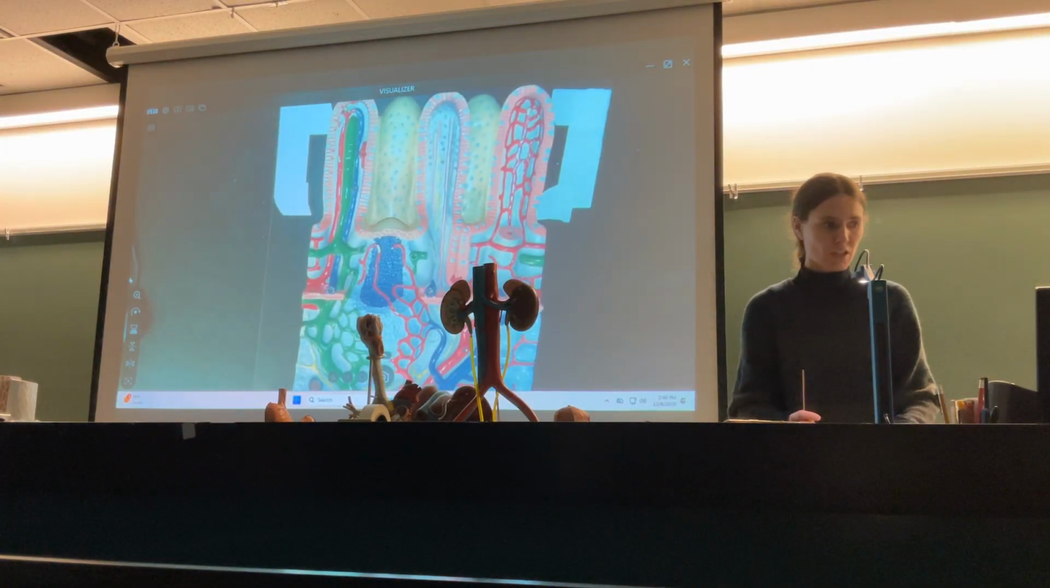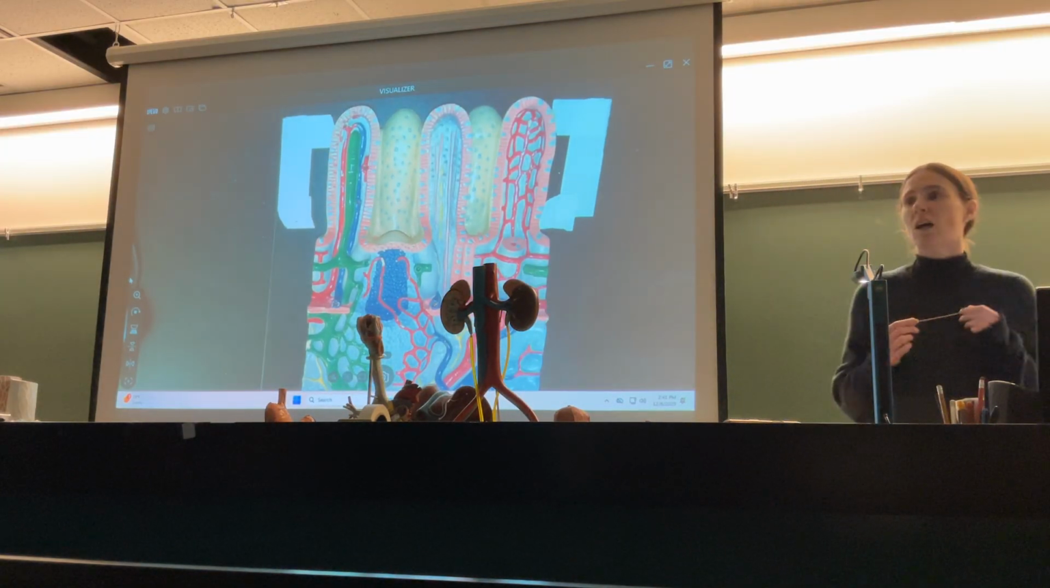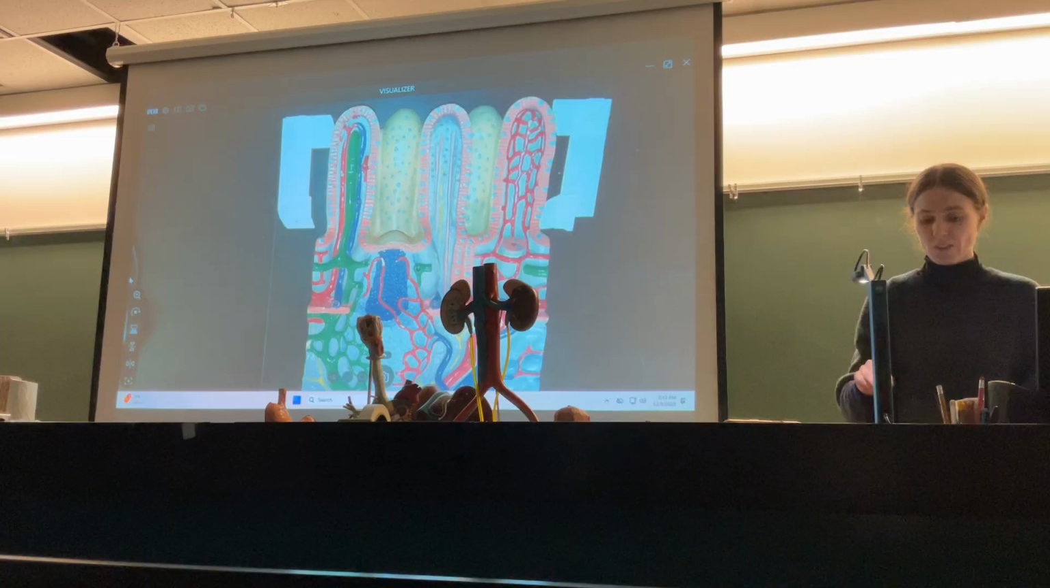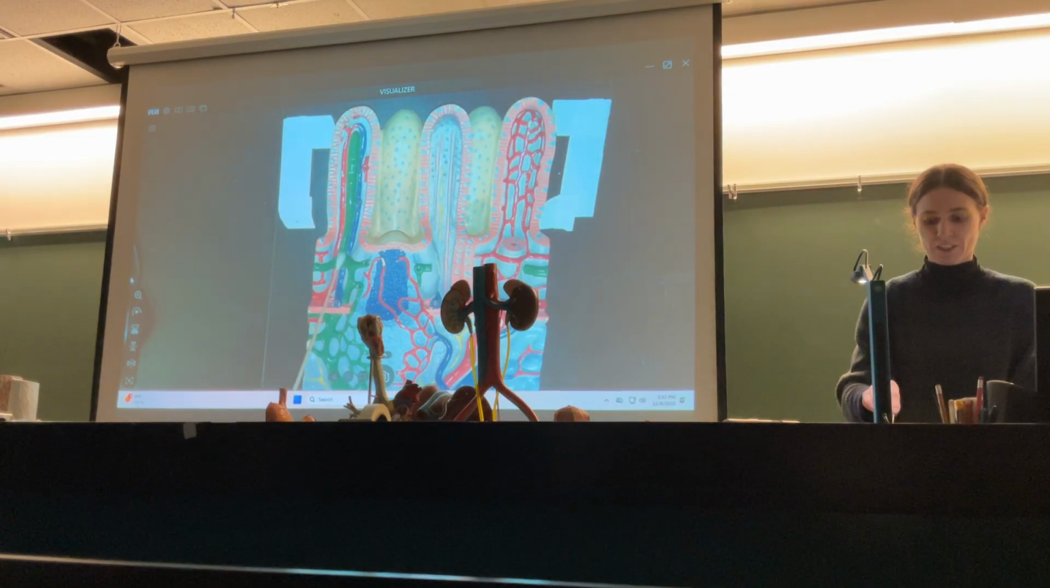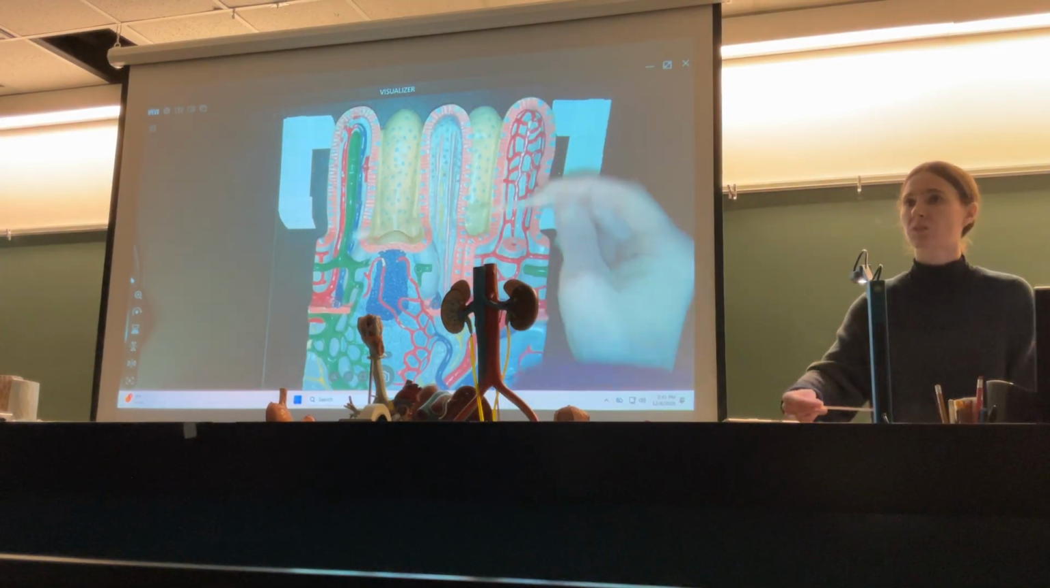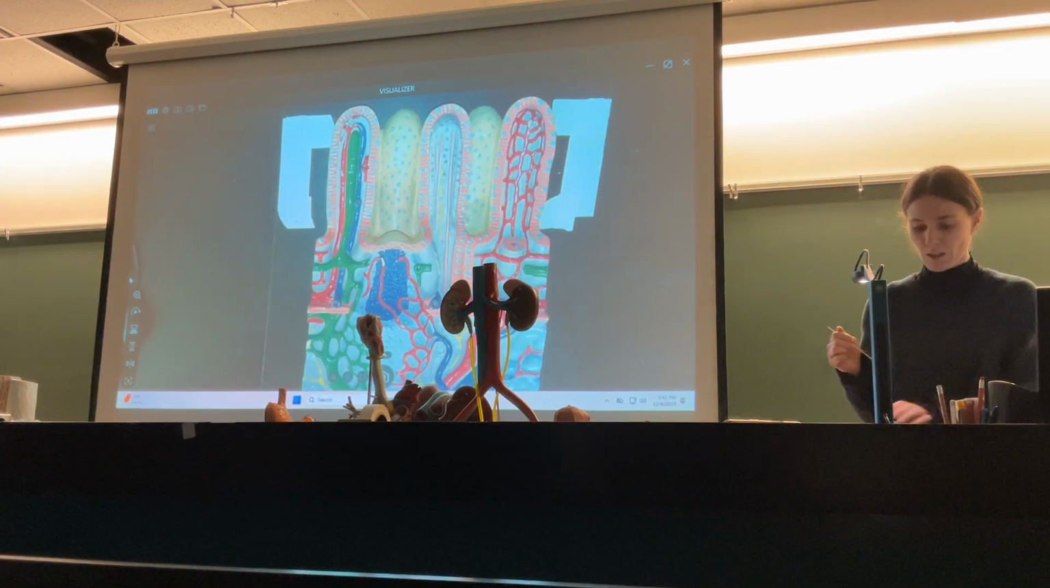Now, you've got a lymphatic structure which helps you absorb lipids. It's this green structure right here. What is this called? A lacteal. This green structure right here is called a lacteal, which helps you absorb dietary fats.